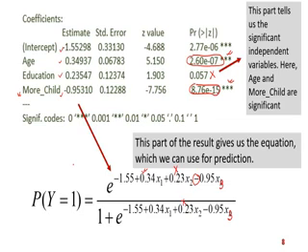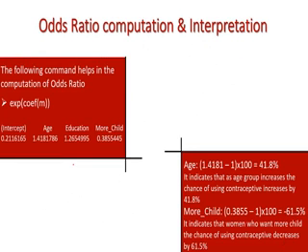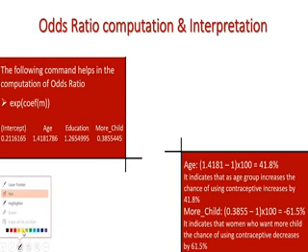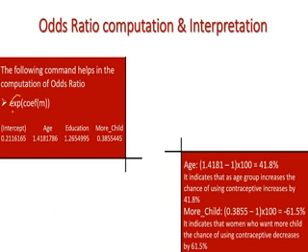Now, let us see what other things I can use for the purpose of interpretation. One is the computation of odds ratio and its interpretation. So we use this command. You see there is a command here, this one.